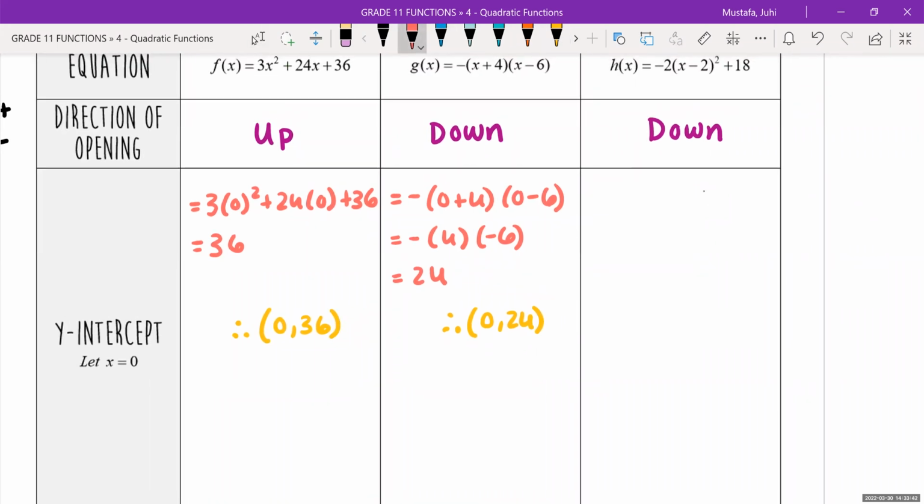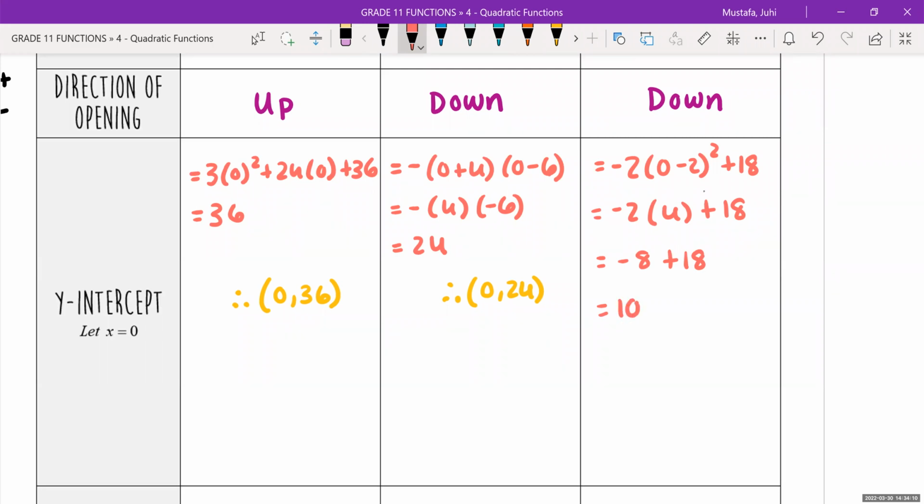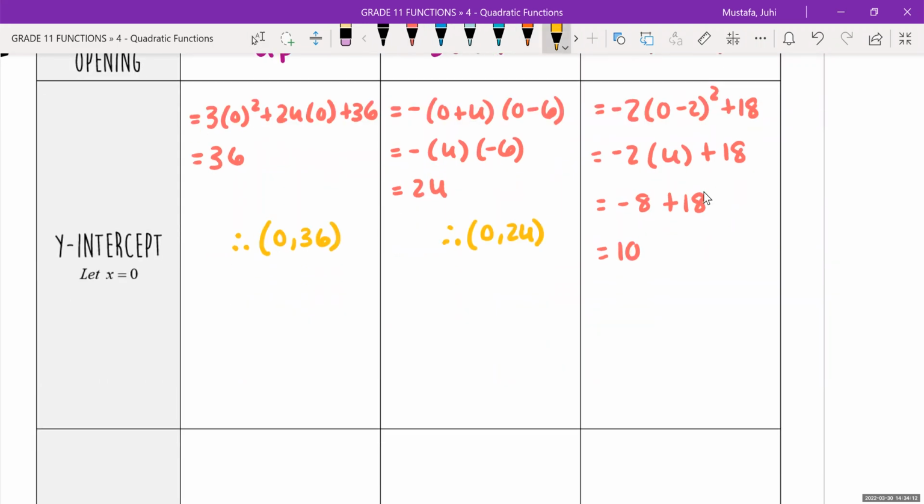And then for the last example, this is the one where it's going to require the most amount of work because we have negative 2 bracket 0 minus 2 squared plus 18. That's why I gave you more room just in case you need it here. Although it's not that many steps. I don't know what I was thinking. So negative 8 plus 18, which gives you a 10. And so therefore, our y-intercept is (0, 10).